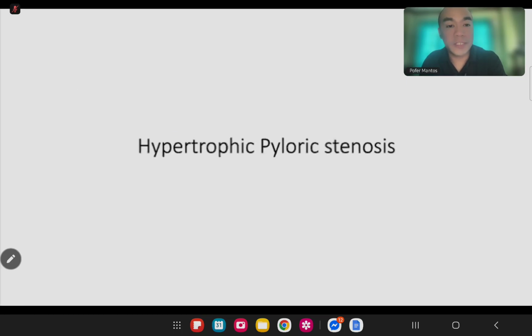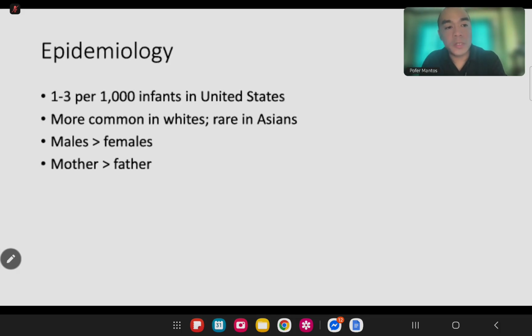Next congenital disorder is the hypertrophic pyloric stenosis. It occurs in 1 to 3 per thousand infants in the US. It's more common in whites, and 4 to 6 times more common in males. Also, children of mothers who had a history of pyloric stenosis may have a higher chance of developing pyloric stenosis than those of fathers with a history of pyloric stenosis.